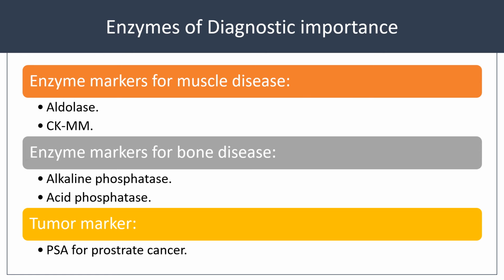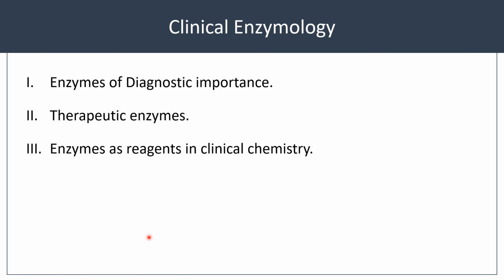Next, coming to enzymes which are elevated in muscle disease, bone disease and as tumor markers. In muscle disorders, aldolase and CK-MM will be elevated. In bone disorders, alkaline phosphatase and acid phosphatase will be elevated, and prostate specific antigen, PSA, is used as a marker of prostate cancer, that is, it is a tumor marker. So that's all about enzymes of diagnostic importance.